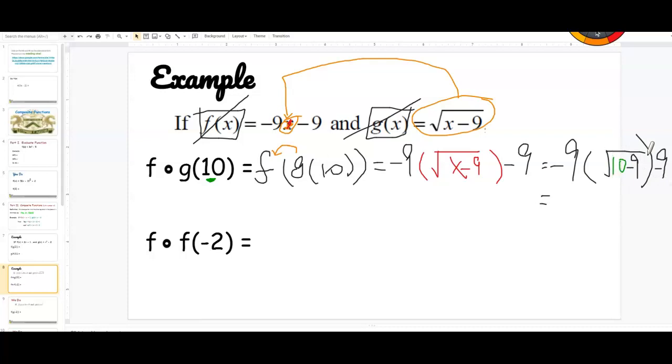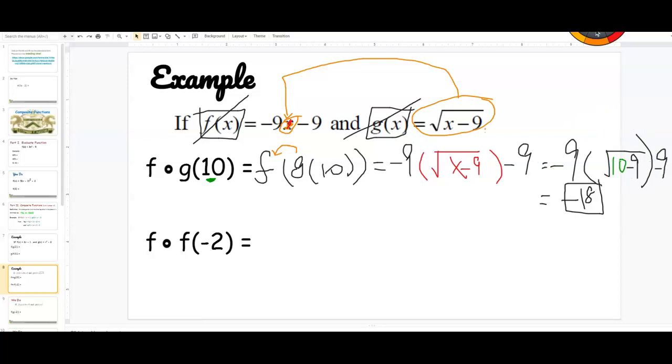And calculate everything here. Inside, square root of 10 minus 9 is 1. So square root of 1 equals 1. Negative 9 times 1 is negative 9. Negative 9 minus 9 is negative 18. And that's your final answer. Okay? You can put all of this part in the calculator and it will give you the same result.